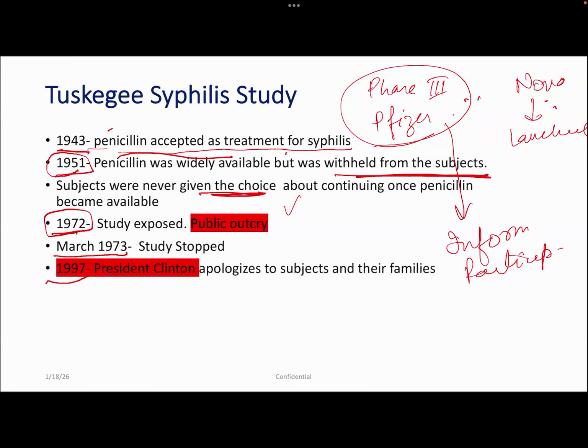But by then a lot of people had died, and syphilis is also an infectious disease. They passed the infection to their kids and their spouses, so it was a big mess. So in 1997, President Bill Clinton apologized to the subjects and their families. They invited them to the White House. There are pictures on Google if you want to see them. So they made the official apology.